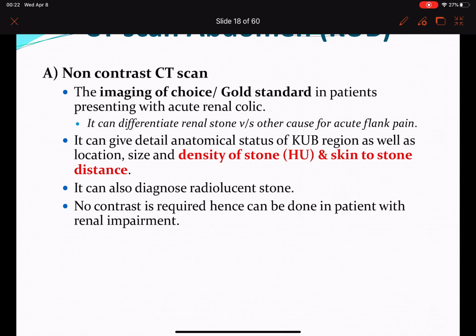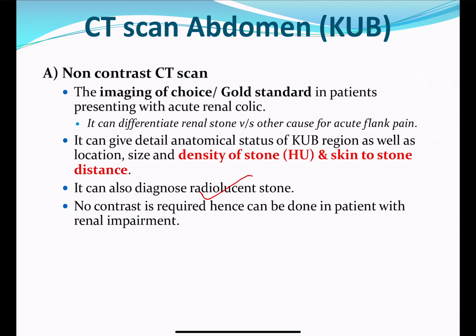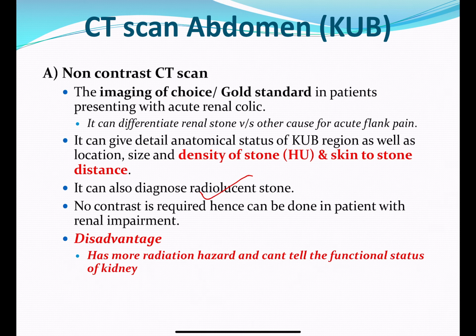As I've already told you, this can also diagnose the loosened stone. And as this is a non-contrast CT scan, we are not using any contrast media. Here, what we can do is safely investigate a patient having kidney damage or kidney impairment. It has some disadvantages, because it has more radiation hazard compared to IVU, and also it cannot tell us about the functional status of the kidney, because we are not using any dye.